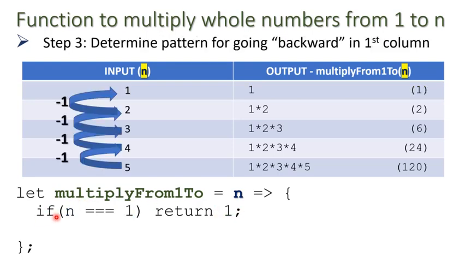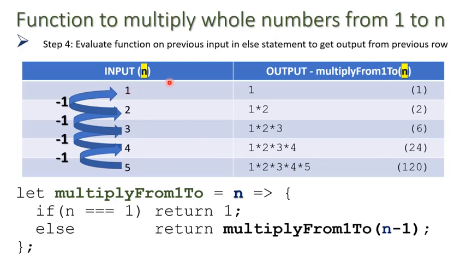Once we have our if statement taken care of, the next step is to examine the first column of our table to determine how we can get the previous input from our current input. To do this, we'll need to determine the pattern of how we can go back one row in the first column. For this problem, this means asking how we can go from 5 to 4, from 4 to 3, from 3 to 2, and from 2 to 1. In each case, we can see that we subtract 1.